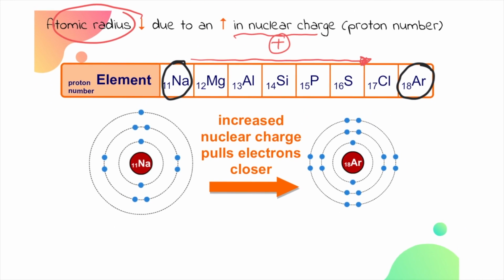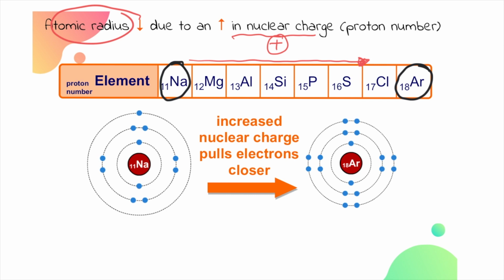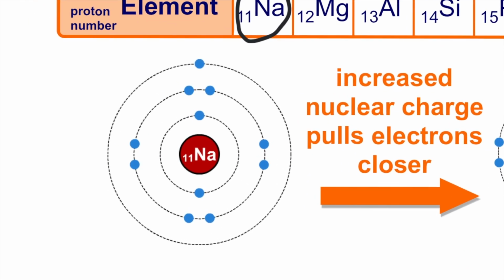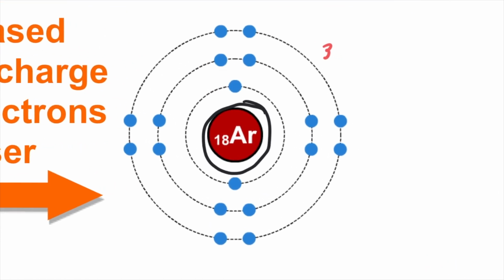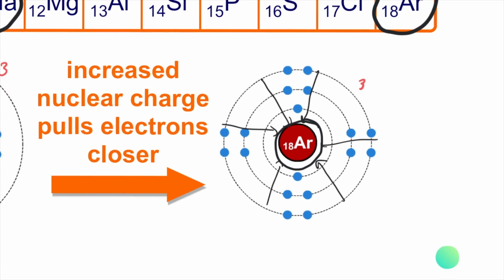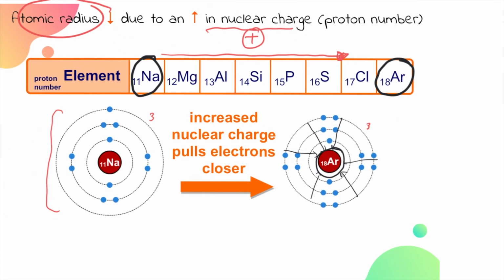So why does the radius decrease? Think about it this way. Within the same period, every atom has a specific number of shells. Sodium has 3 shells, 3 energy levels, and argon has 3 shells. The number of shells is fixed, but what is increasing is the nuclear charge. Since I have more protons, they are going to pull the electrons closer, and that makes the atom shrink. That decreases the atomic radius and makes every atom on the right side of the period smaller than the one on the left.